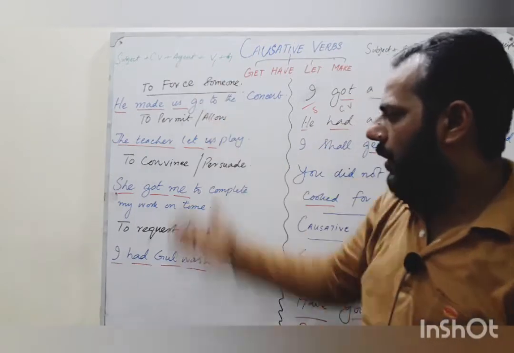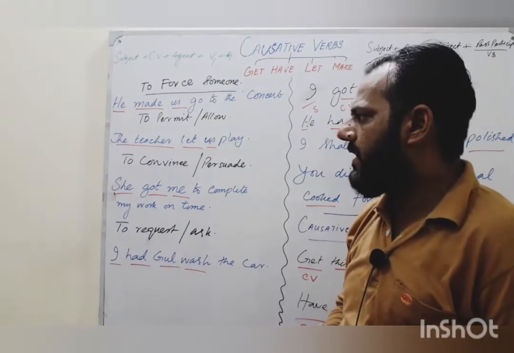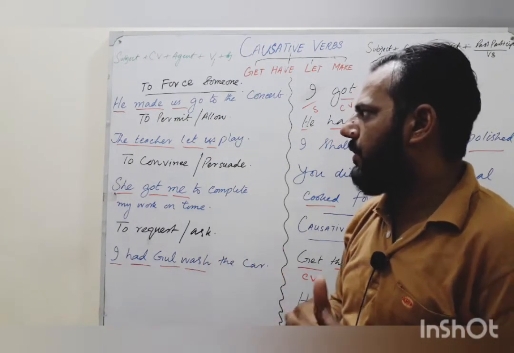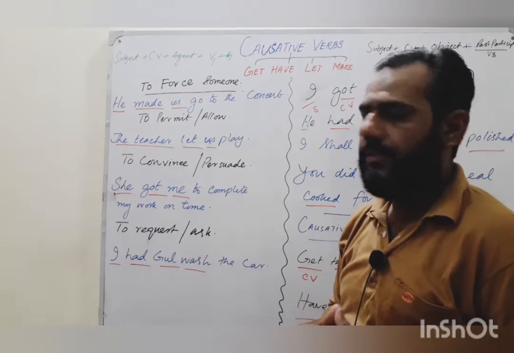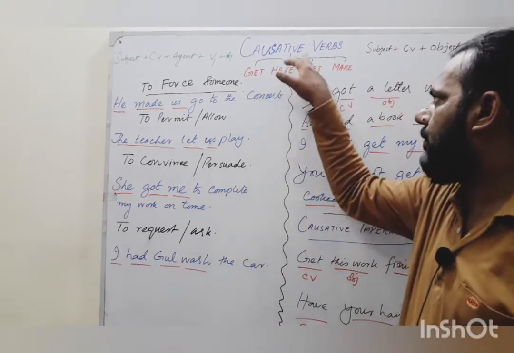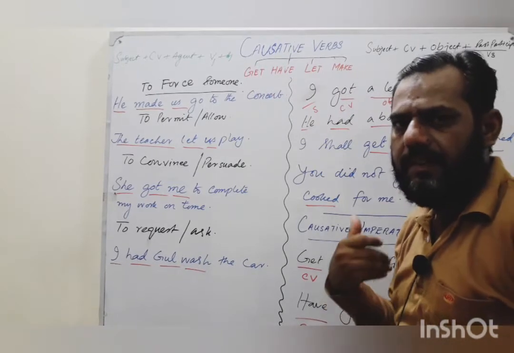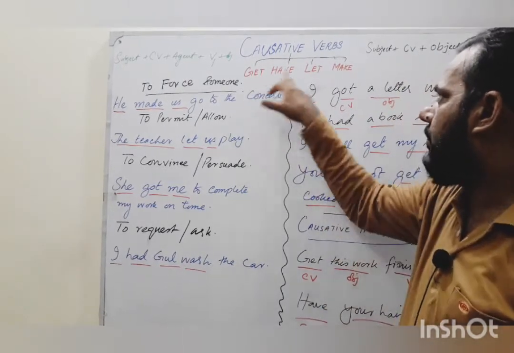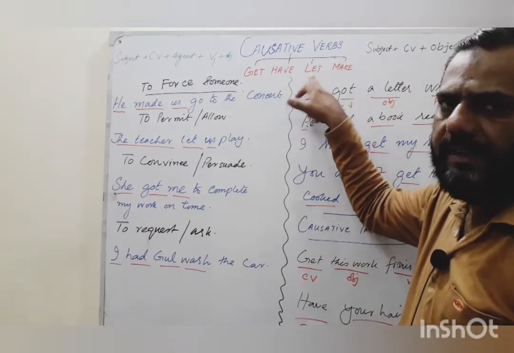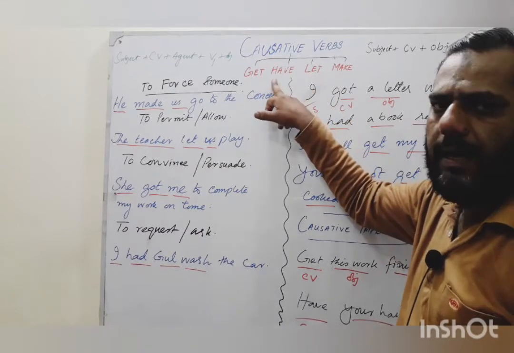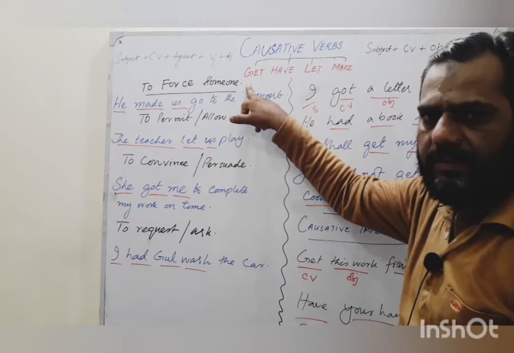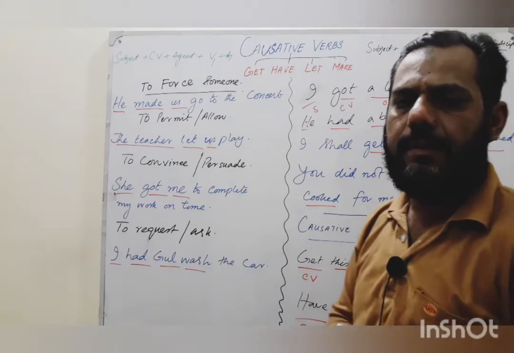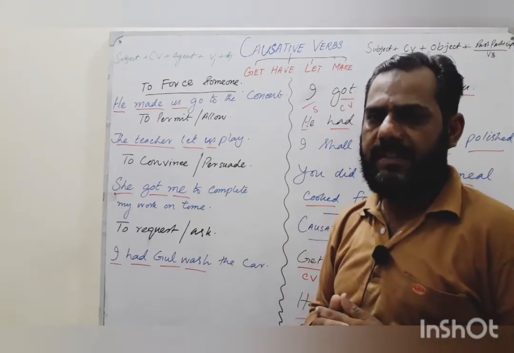Now look at how it can be used. It has four usages. You can see how to use it. We actually have four words which are used as a causative verb. First, make. Second, let. Third, have. And fourth, get. These are the four words which can be used as a causative verb in a sentence.